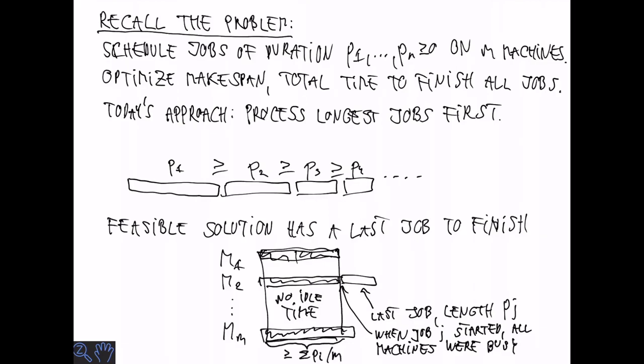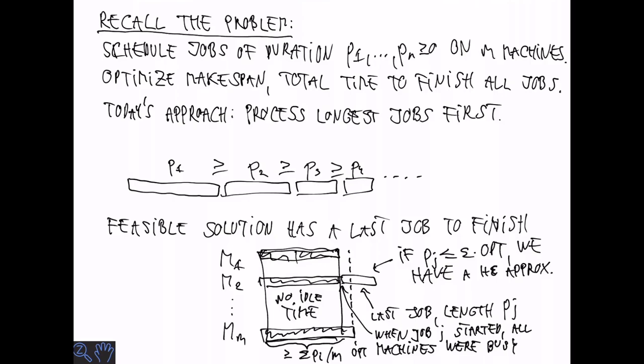What do we know about the period in which there's no idle time? Well, it's at least the average processing time, the sum of pi over m, which is a lower bound on opt, as we saw last time. So if pj is less than epsilon times opt, we actually already have a 1 plus epsilon approximation. So somehow short jobs are easier.